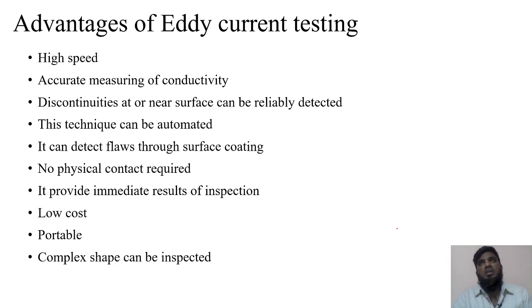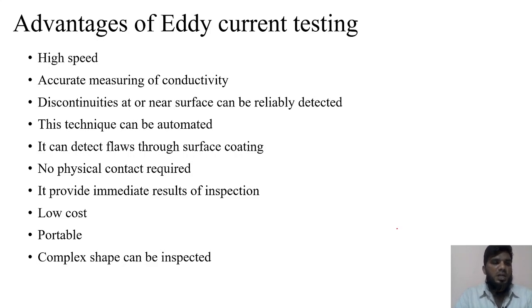So what are the advantages of eddy current testing? It is high speed, it is accurate in measuring conductivity, and discontinuities at or near the surface can be reliably studied. This technique can generally be automated, because passing a current on the test piece, it can be connected to some mechanism where the test piece will be moving up and down. With that we are able to identify the flaws.